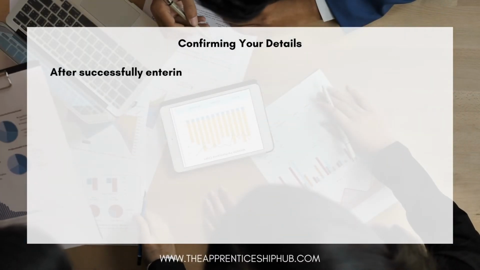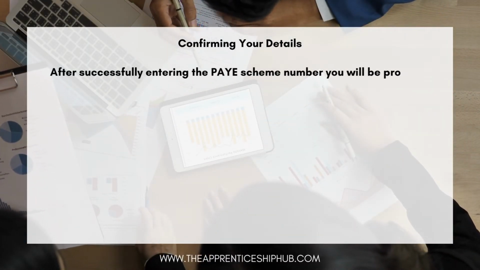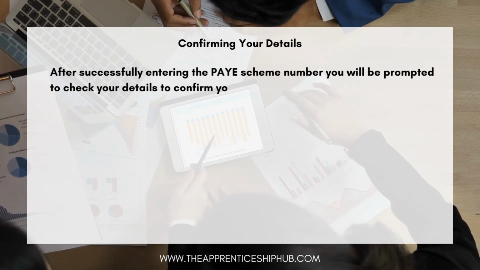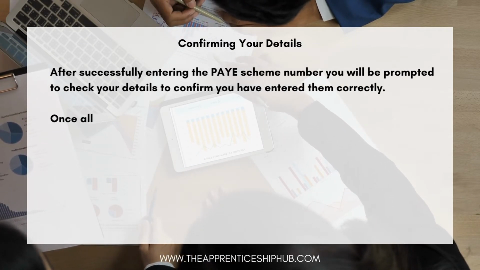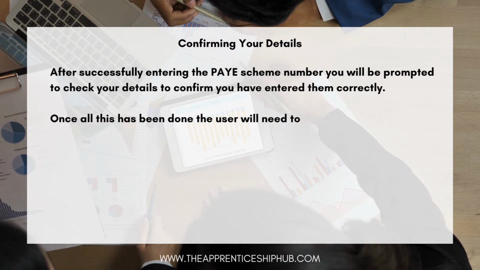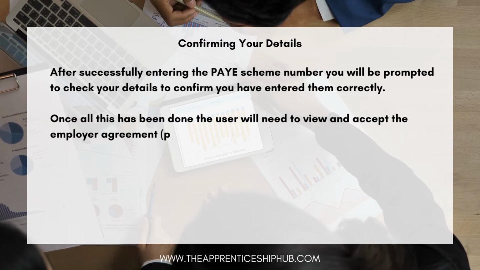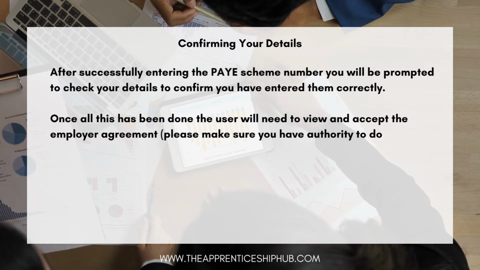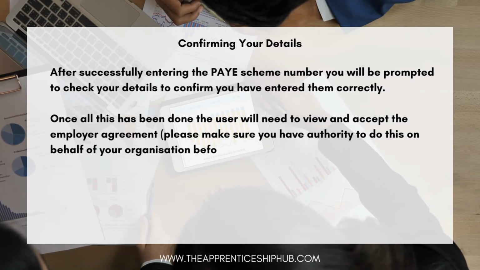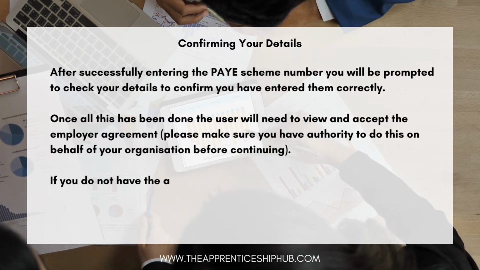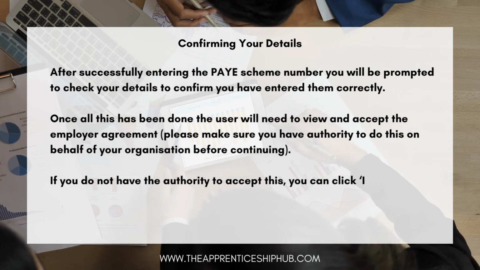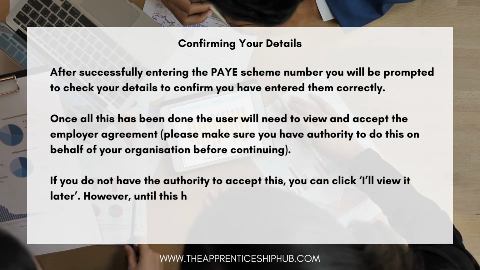After successfully entering the payee scheme reference number, you will then be prompted to check your details to confirm you have entered them correctly. Once all this has been done, the user will need to view and accept the employer agreement. Please make sure you have the authority to do this on behalf of your organisation before continuing. If you do not have the authority to accept this, you can click I'll view it later.